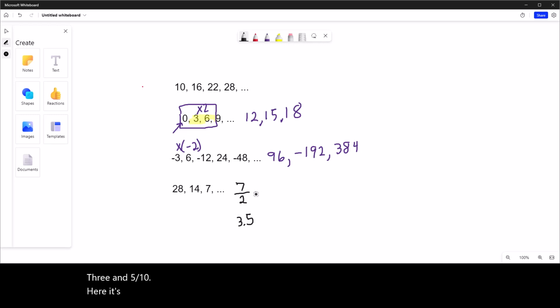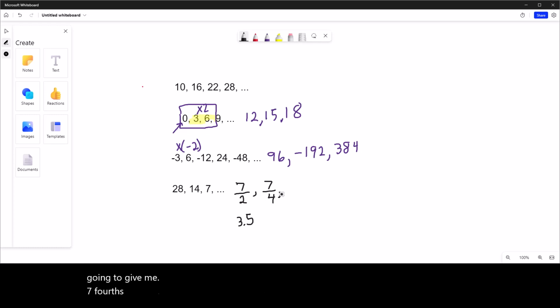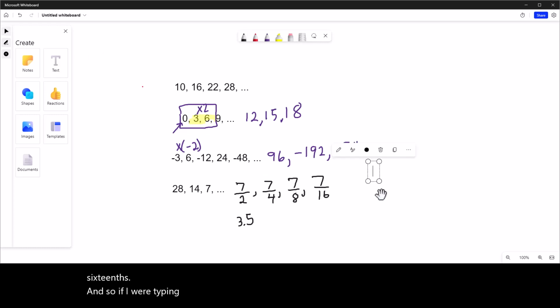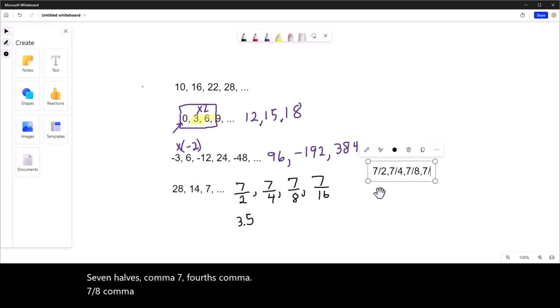Here it's easier to work with fractions, because to multiply, I'm just going to multiply now by 1/2. 7/2 times 1/2 is going to give me 7/4. 7/4 times 1/2 is going to give me 7/8. 7/8 times 1/2 would give me 7/16. And so if I were typing this into Canvas, I could type this as the next three. I would type 7/2, comma, 7/4, comma, 7/8, comma, 7/16.